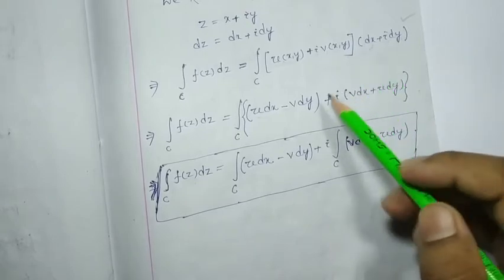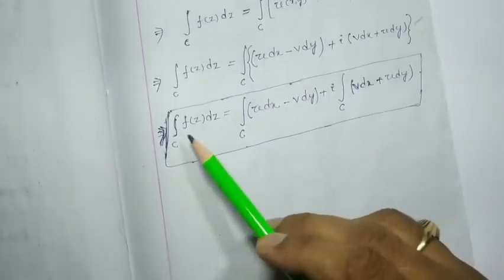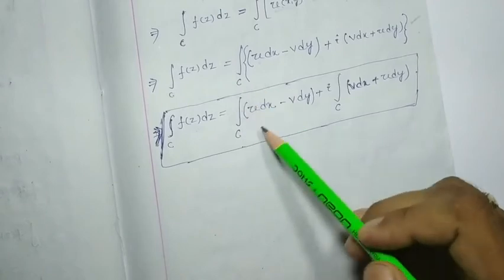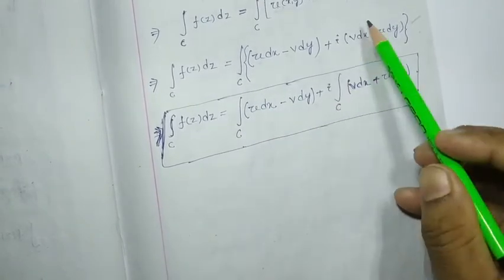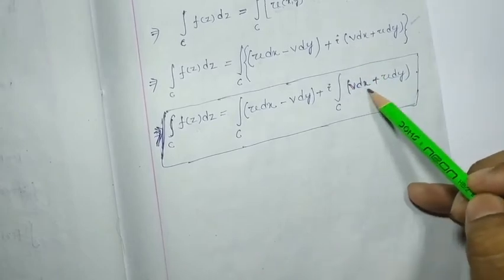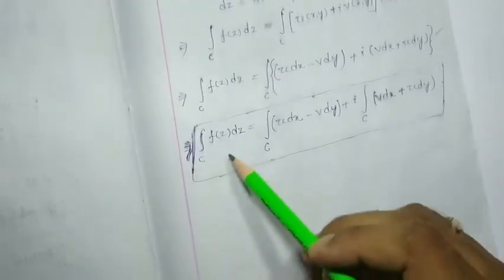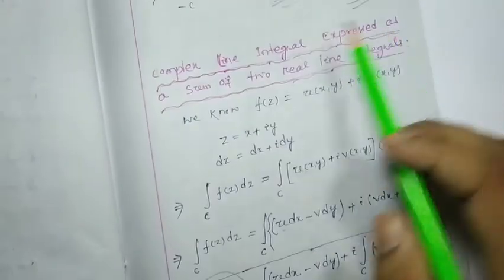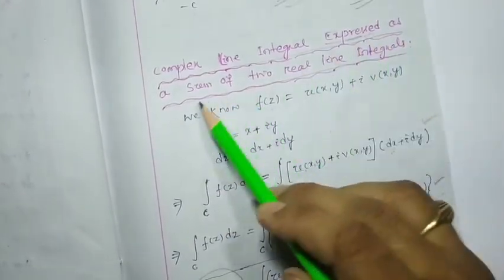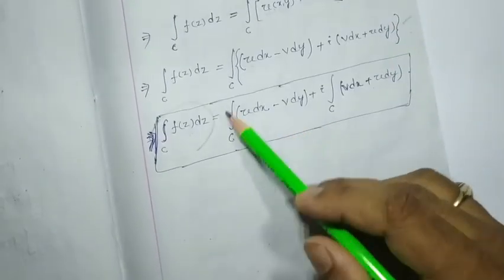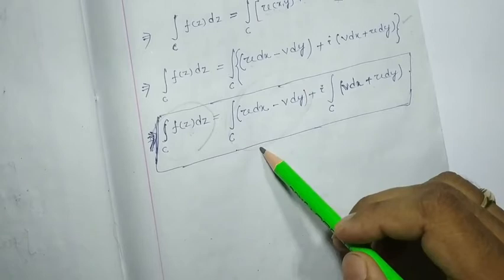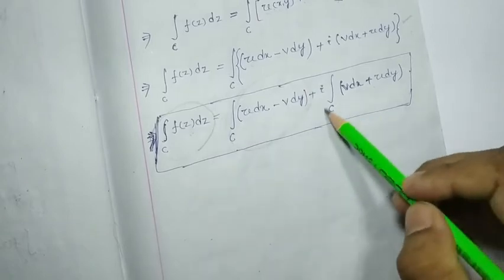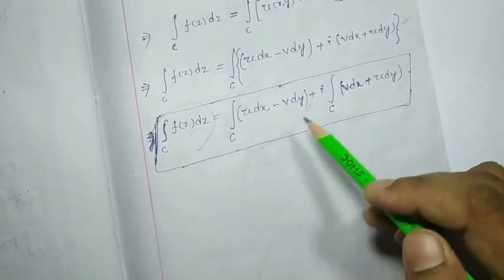Okay, and we are going to get this one. So the integral of f(z) dz will be equal to the contour integration of u dx minus v dy plus i times the contour integration of v dx plus u dy. So the complex line integral is expressed as the sum of two real line integrals. This is one of the real line integrals. This is also a real line integral.